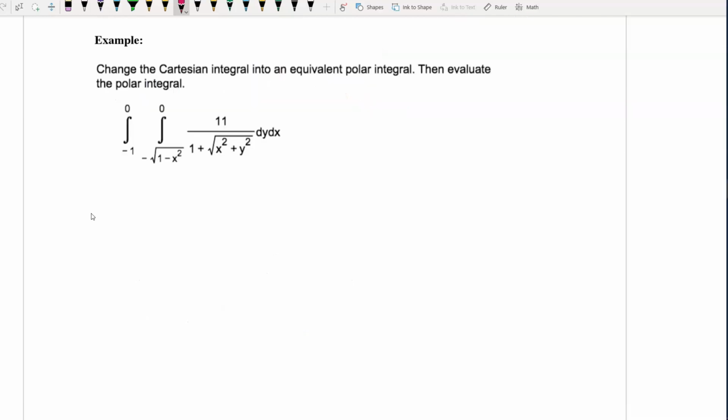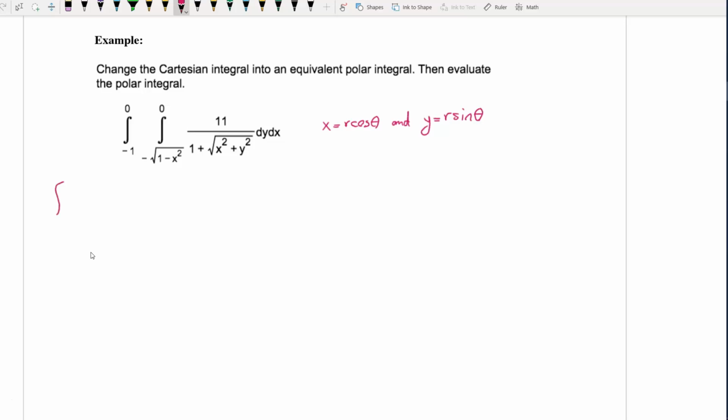Example: change the Cartesian integral into an equivalent polar integral, then evaluate the polar integral. Here we have the double integral of 11 over 1 plus the square root of x squared plus y squared, dy dx, where y is from negative square root of 1 minus x squared to 0, and x is from negative 1 to 0. To change the Cartesian integral into a polar integral, substitute x equals r cosine theta and y equals r sine theta. Replace dx dy by r dr d theta, and determine the limits of integration in polar coordinates.